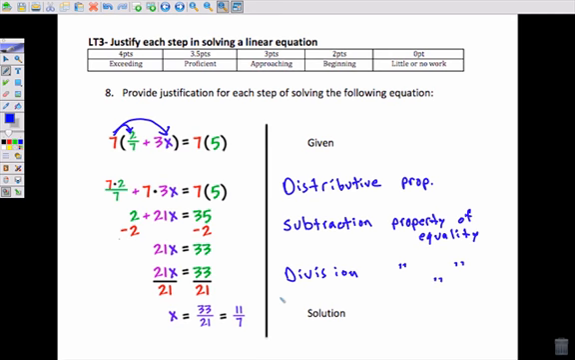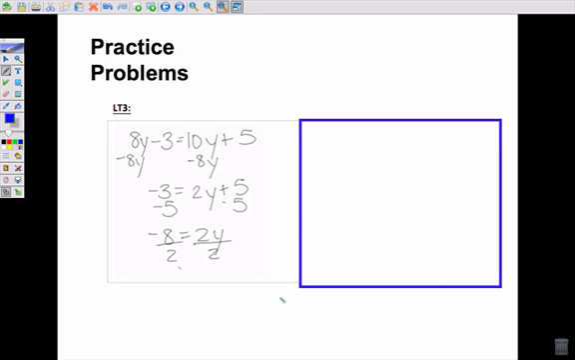So your practice problem for learning target 3 is, again, very similar. It's just here is a solved equation. Go through each part of this and explain how you knew you were able to do each one.